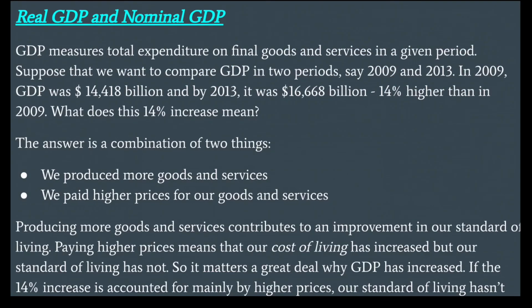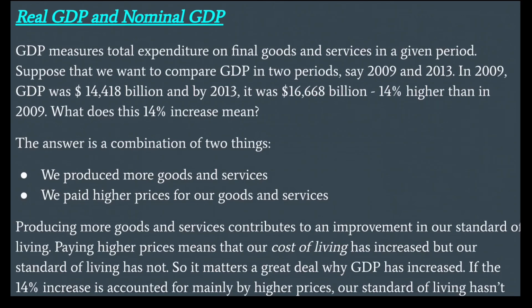Real GDP and nominal GDP. Now let's differentiate between real GDP and nominal GDP. GDP measures total expenditure on final goods and services in a given period. Suppose that we want to compare GDP in two periods, say 2009 and 2013. In 2009, GDP was $14,418 billion, and by 2013, it was $16,668 billion, 14% higher than in 2009.